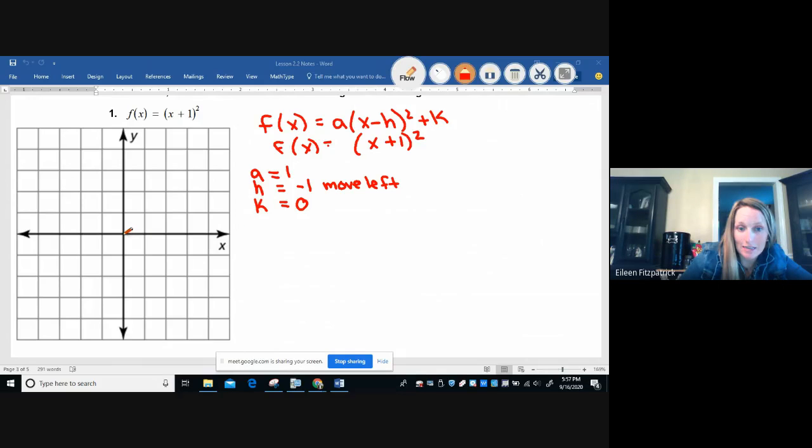Remember what we did in the last lesson. My parent function's origin is here, but the vertex is there. I'm going to move it over 1 unit to the left, plot my point, and then follow the pattern because there's no stretch or shrink. That means it's out 1, up 1, out 1, up 1, out 2, up 4, out 2, up 4. And then I draw my parabola.